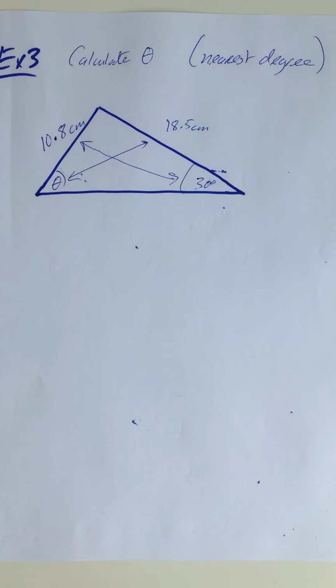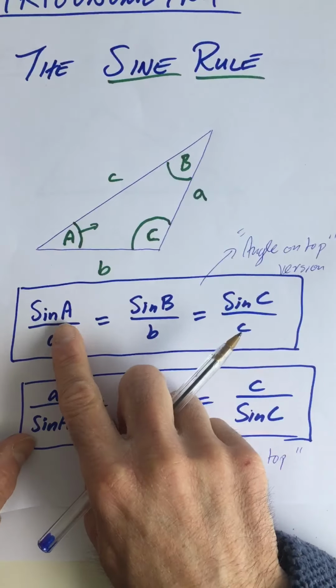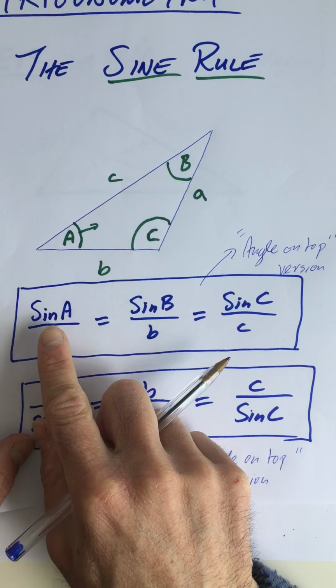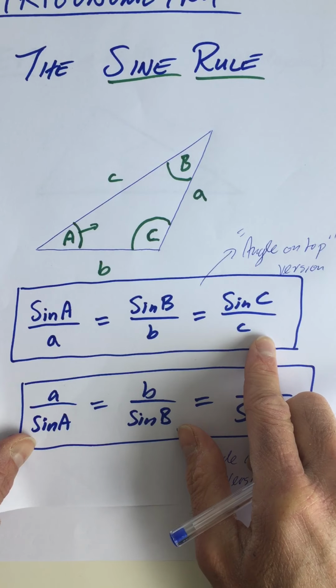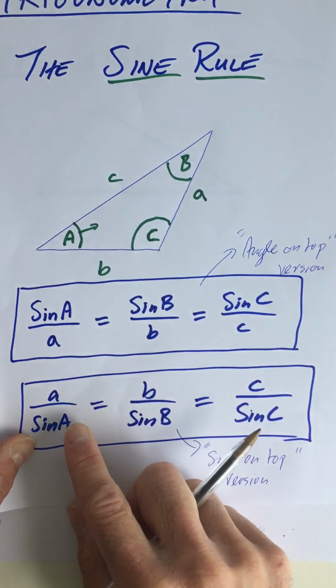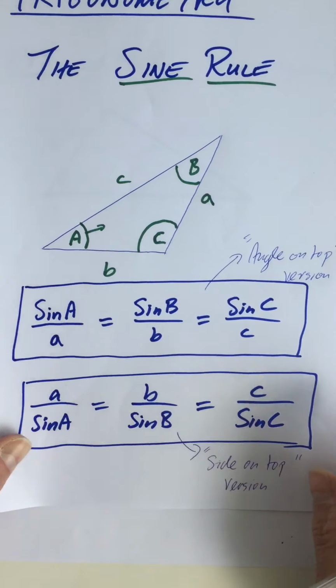When we're working out angles, we use the angle on top version. So when you're looking for an angle, use sine A over A equals sine B over B equals sine C over C. In the previous video, we were looking for a side and we used the side on top version.